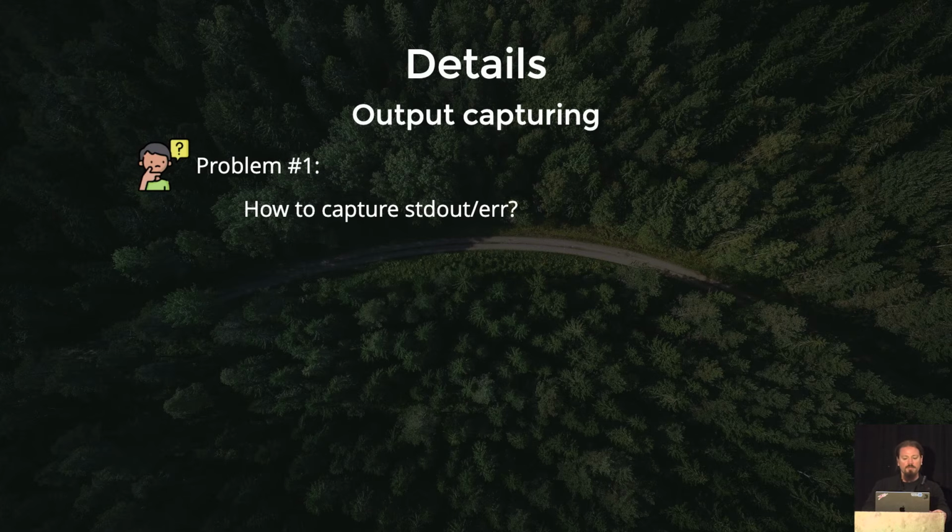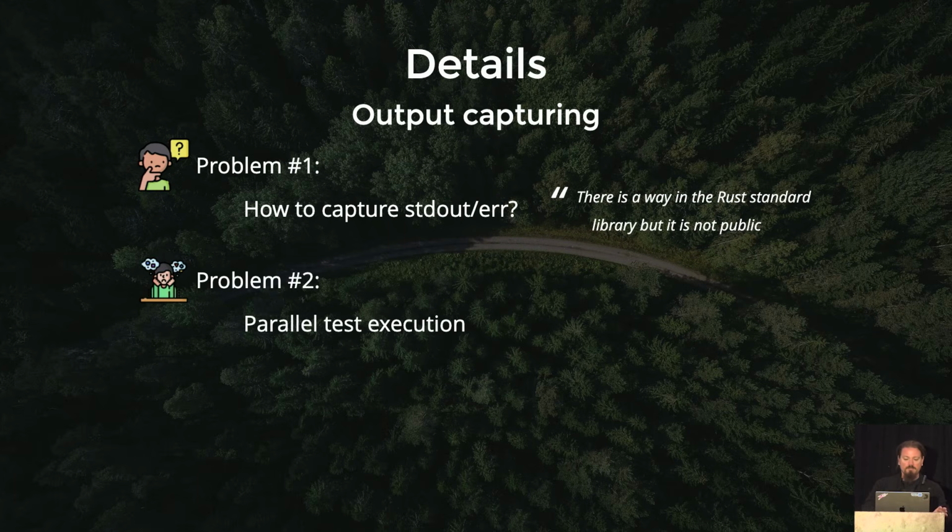The first problem is how to do that. There is a way the built-in test framework does it, and it's a hard-coded thing in the Rust standard library, and it's not public. And even if it were public, we are running tests in parallel, so how does it work? Well, this non-public thing is based on thread locals, and that's why it works.